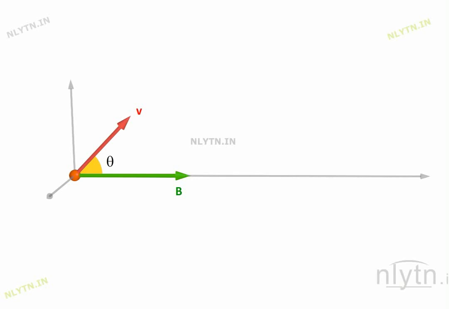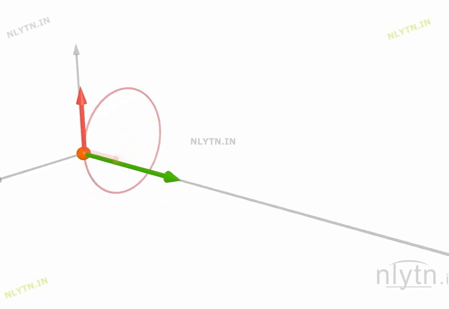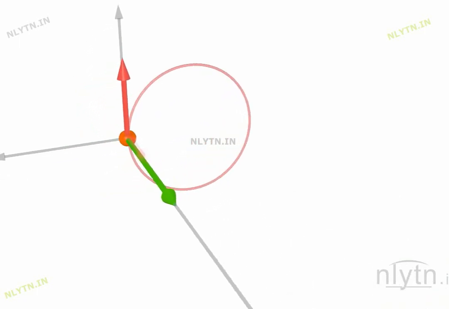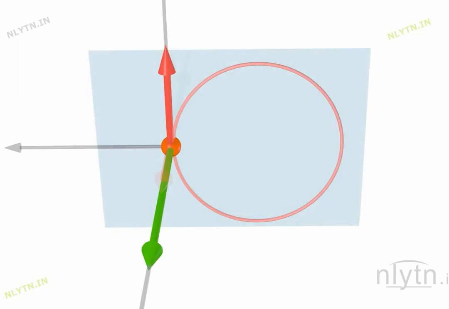Now let us consider a case where velocity of particle makes an angle with the magnetic field. Resolving velocity into components, we can say that due to perpendicular component alone, the particle will follow a circular path, such that the circle lies in a plane perpendicular to the magnetic field.